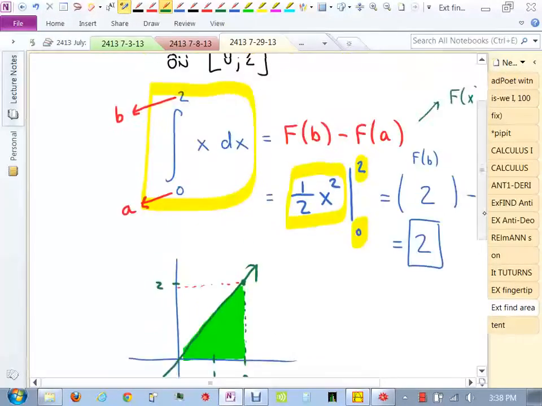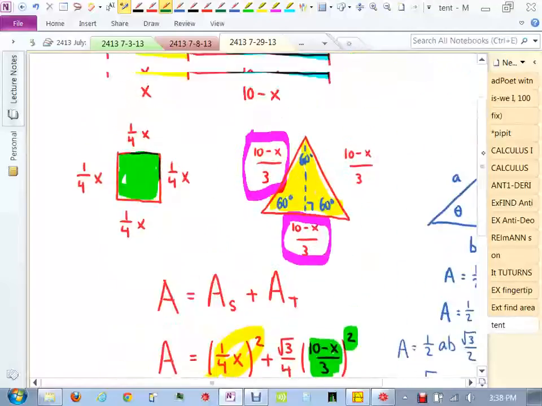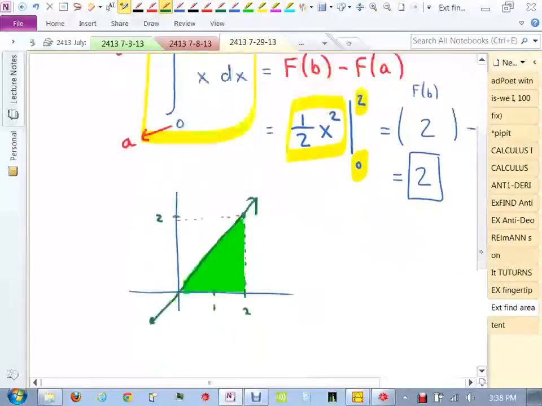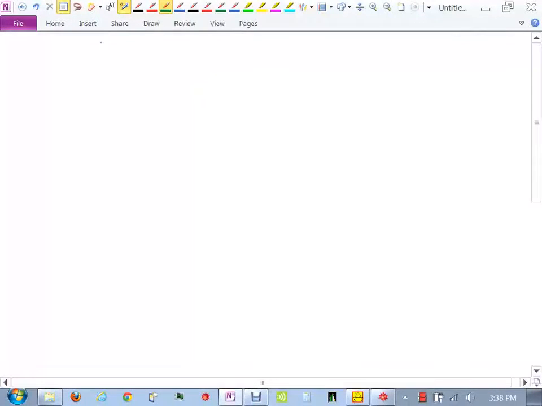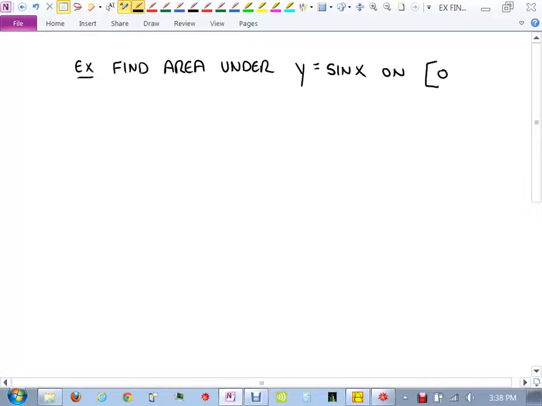Where were we? Where had I stopped? Okay, I remember what I was going to do next. So here's another example. Find the area under y equals sine x on the interval 0, pi.